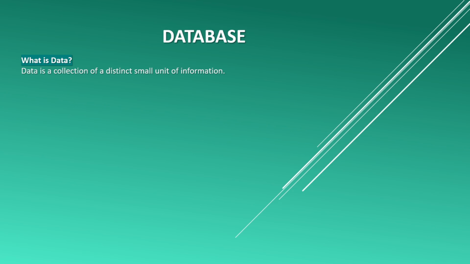Let's start our today's tutorial on database. Before going to know about database, let's know about what is data. Data is a collection of distinct small units of information. It means if we think about a person, then the information is like his name, his address and his number, etc. The information of a person. The word data came from the word datum. Datum means a single piece of information.